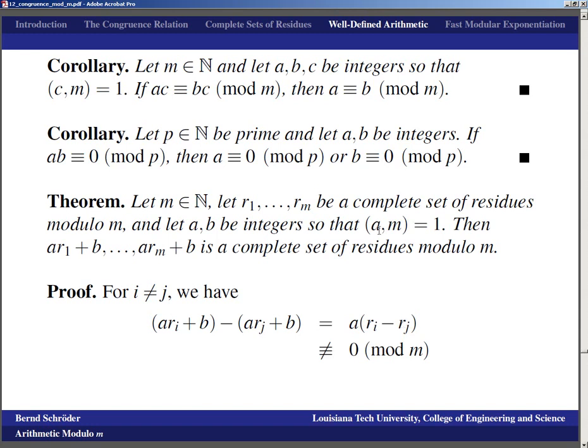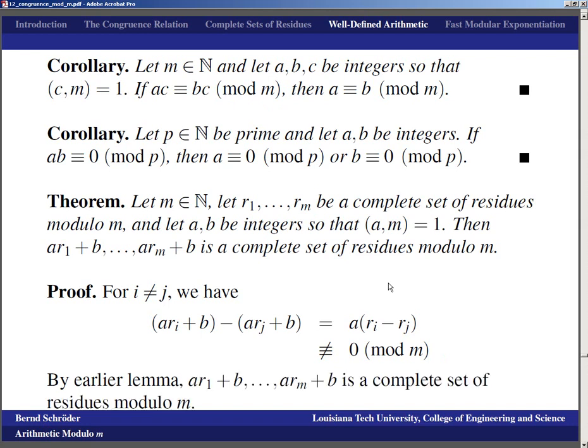and a is also not equal to 0 modulo m, so that means that their product is not equal to 0 modulo m, because otherwise one of the factors would be equal to 0 modulo m, because we would use the corollary up here. And by an earlier lemma, namely that if you have m pairwise distinct numbers modulo m, then we have that these things are a complete set of residues modulo m.